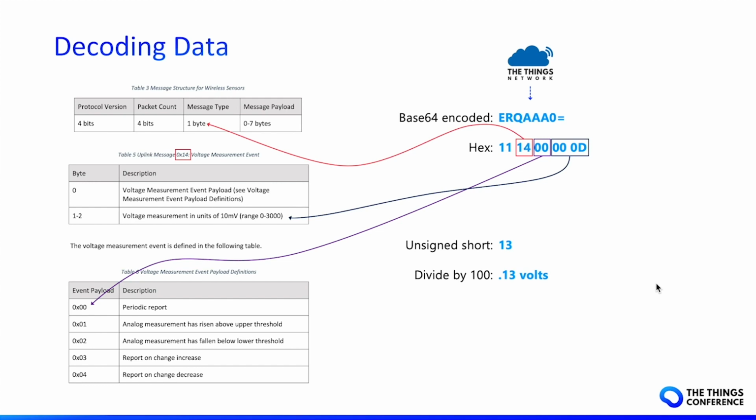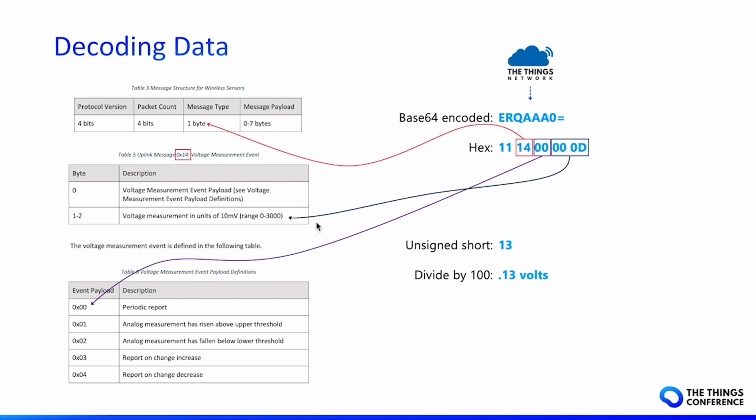It all starts from the Things Network. They're going to take that raw sensor information, encode it as a base64 string, and post that to our webhook. The first thing I need to know is what type of message I received. If I go back to the Radio Bridge documentation, I can see the message type is stored on the second byte. After decoding that base64 string into individual bytes, I see the second byte is 14. And 14, according to Radio Bridge's documentation, corresponds to a voltage measurement event.